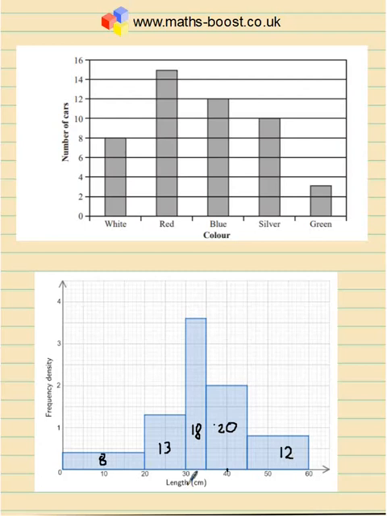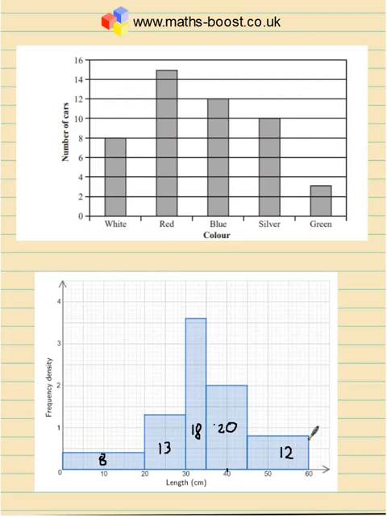So in actual fact, this bar has the greatest area, so there are 20 pieces of string with lengths between 35 and 45 centimetres. And my advice is, when you see a histogram, work out the areas immediately and write them onto the bars, and you're set up to answer any question that follows.